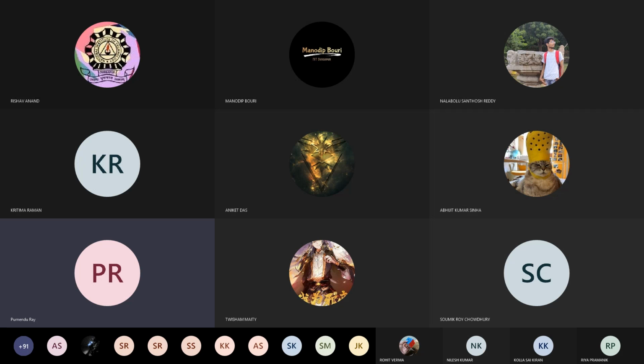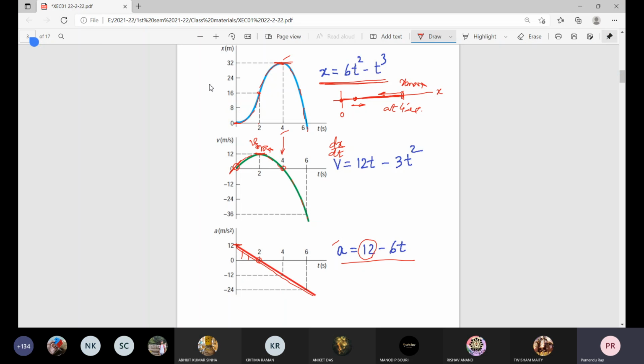Graphical plotting is sometimes so difficult that it creates some problem. Suppose we have x equals e raised to the power t. For this x versus t, what about the graph? Exponential. So when t is equal to 0, x is 1.